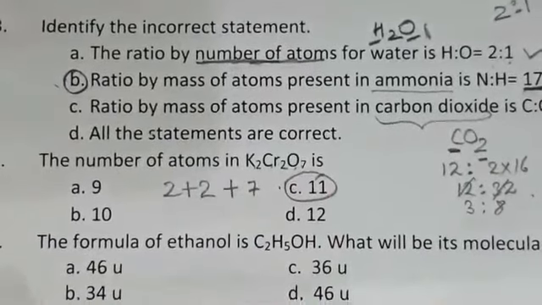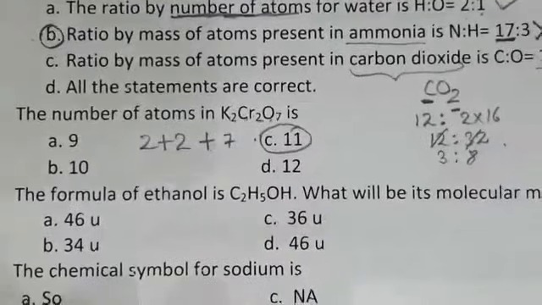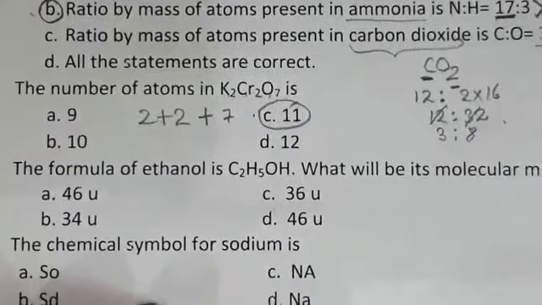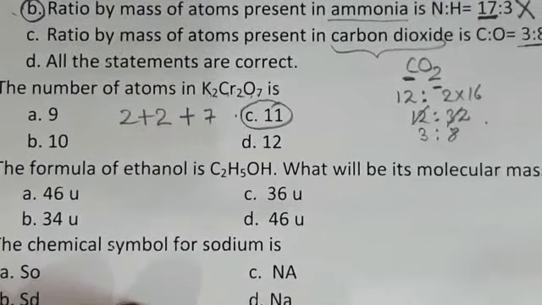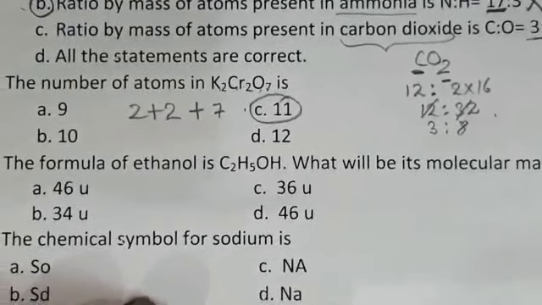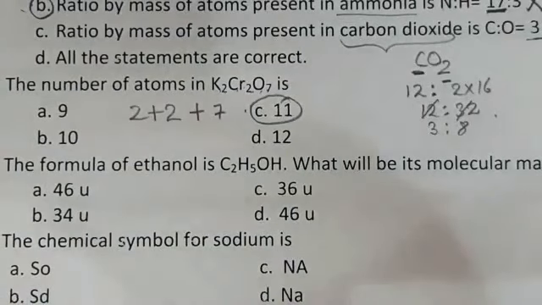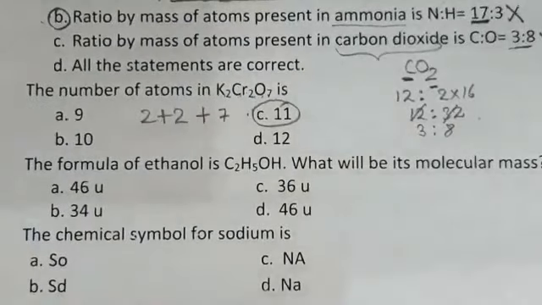Clear? Coming to next question. Fifth, the formula of ethanol is C2H5OH. What will be its molecular mass? You have to calculate the molecular mass. So just you can calculate it easily.